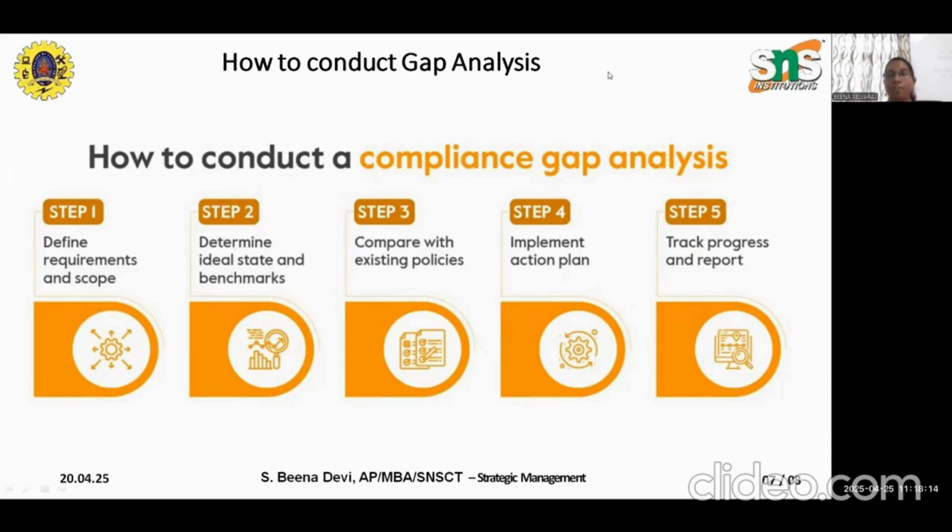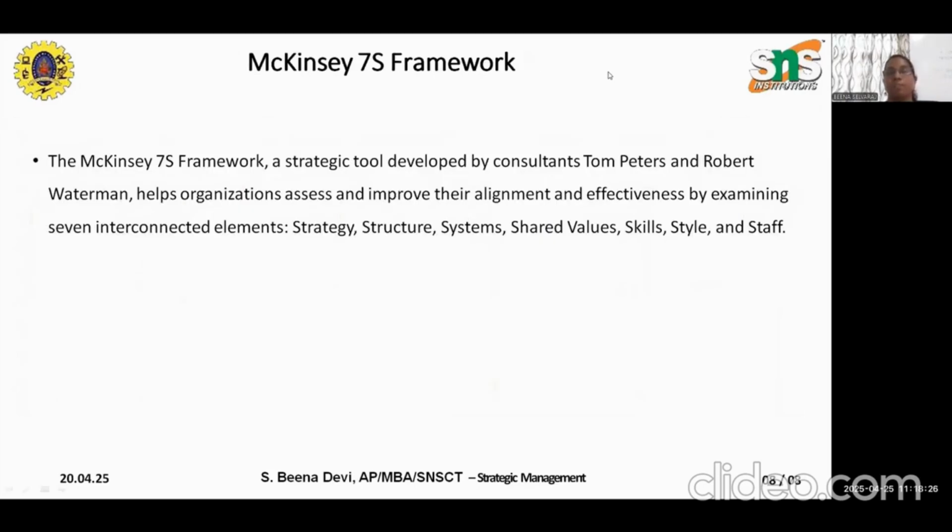So far we have given a clear definition, the importance, and how to do the gap analysis. Let's get deep into the next subject, the McKinsey 7S framework. Like gap analysis, this is also a strategic tool, developed by the consultants Tom Peters and Robert Waterman, which helps the organization assess and improve their alignment and effectiveness by examining seven interconnected elements. So, what are the seven interconnected elements?